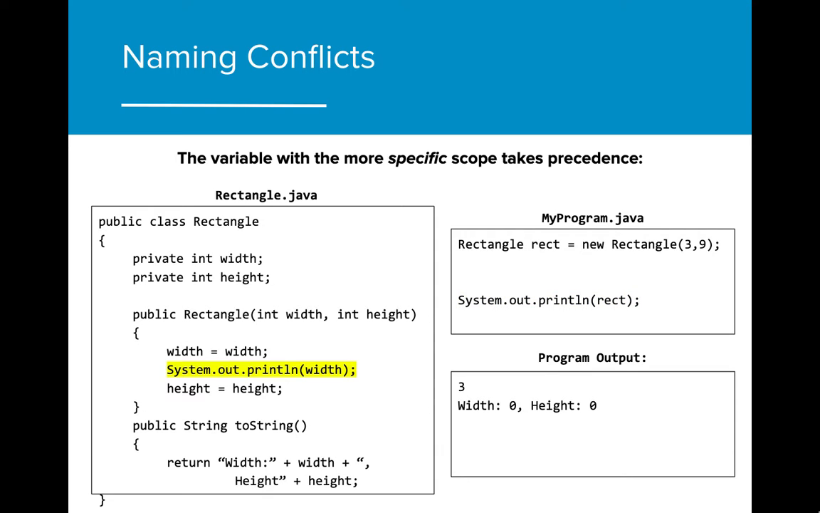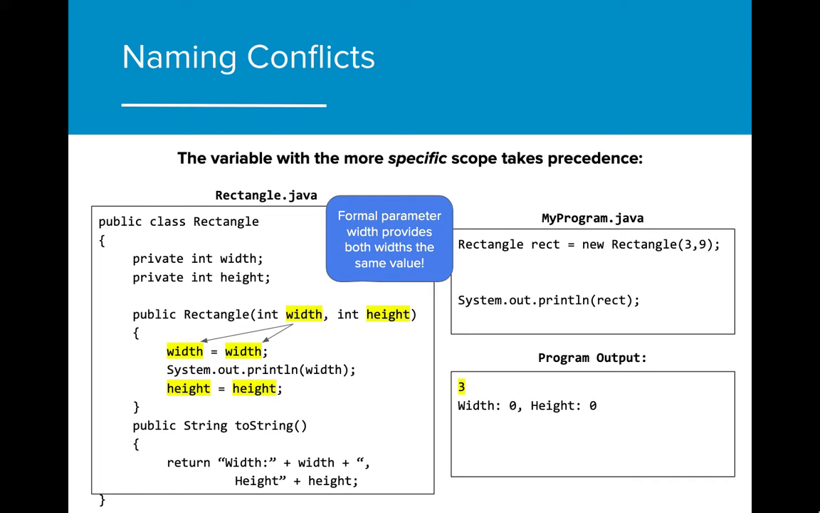This is best illustrated by adding a println statement in the constructor. As we can see, the value of width when printed in the constructor is the correct value that is input into the constructor, 3. The reason that the instance variables do not take the value of 3 is because the assignment width equals width in the constructor is using the formal parameter width instead of the instance variable width. Because formal parameter width has more specific scope, that's the variable that is being assigned.